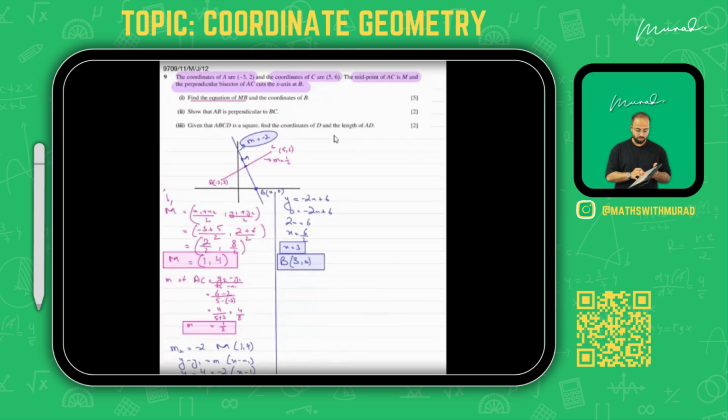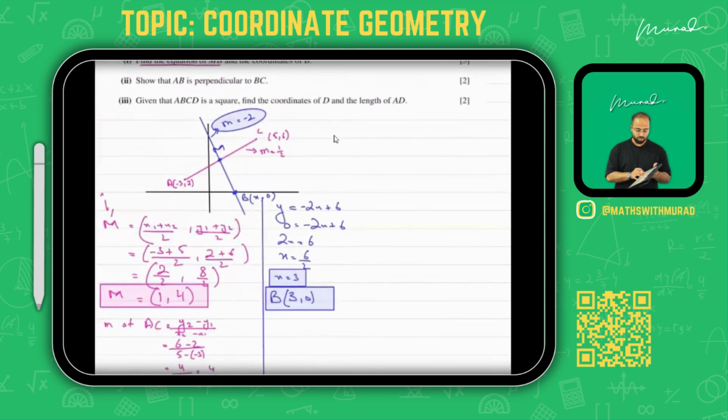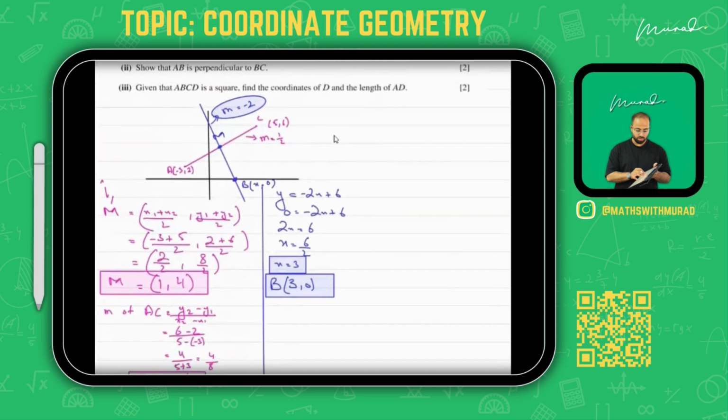Okay. Now what is happening for the second part? Show that AB is perpendicular to BC. So we'll try to prove it first. I need to figure out the gradient of BC first. So the coordinates of B are 3 comma 0, and the coordinates of C, which I already know, are 5 comma 6. I'll just take out the gradient here.